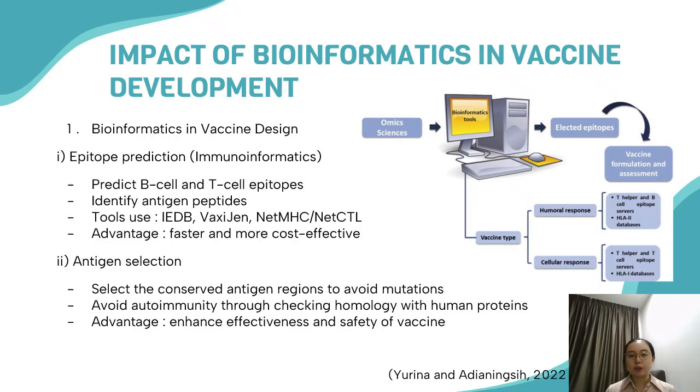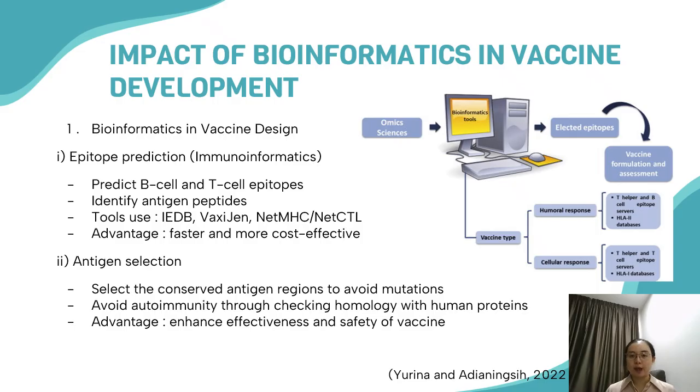Other immunoinformatic tools such as VaxiJen, NetMHC, or NetCTL can also identify antigen peptides, their binding affinity to HLA alleles, and the peptide stability, which all allow a faster and more cost-effective way of vaccine development.